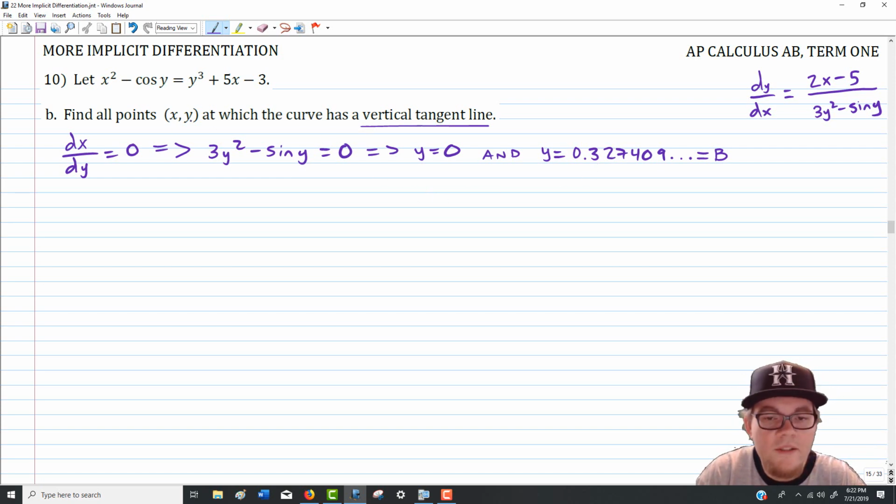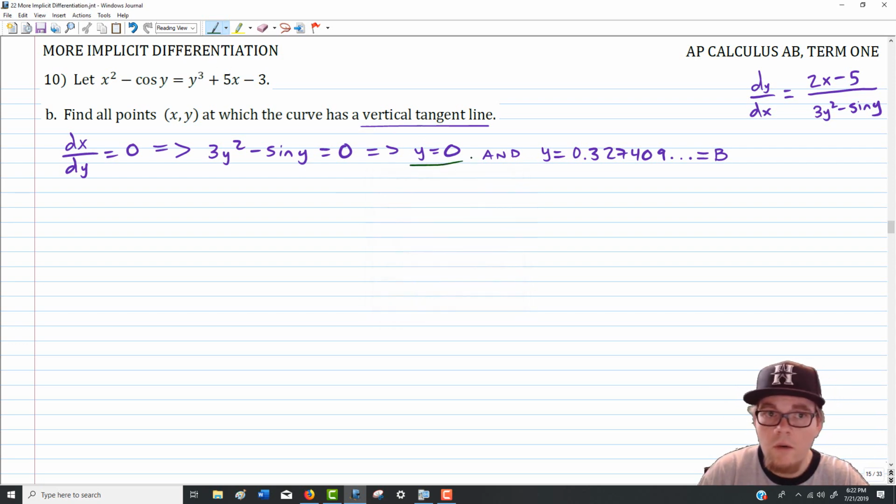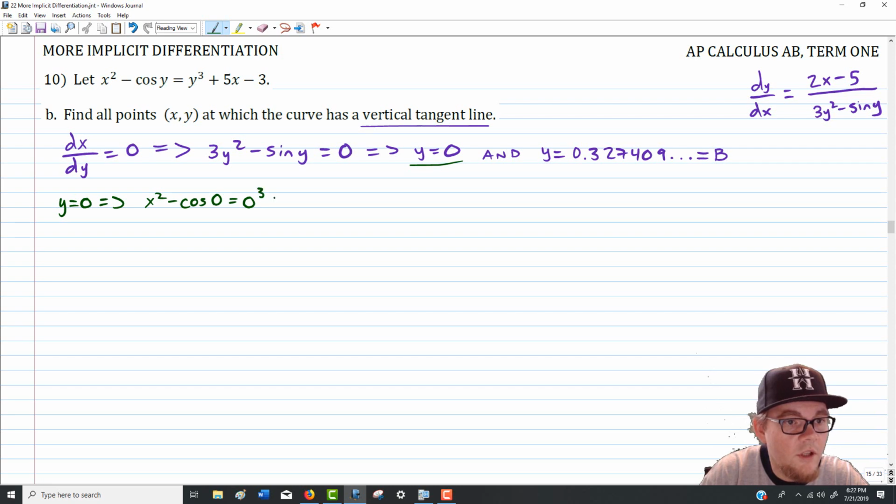Now we're supposed to find the points. If we're going to go that far, we're supposed to find the points. So that means we need to figure out what x is when each of these equations has those y values. I'm going to translate this into two separate pieces. I'm going to do first y equals 0 in green. So if y equals 0, what does that do to our original equation? Well, we get x squared minus cosine of 0 is equal to 0 cubed plus 5x minus 3. That's the same thing as x squared minus 1 equals 5x minus 3.